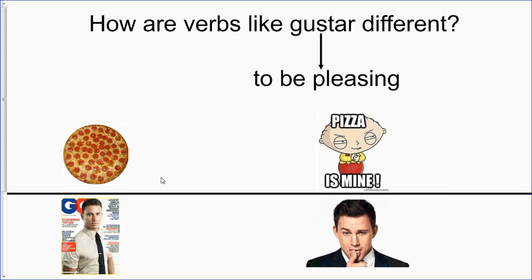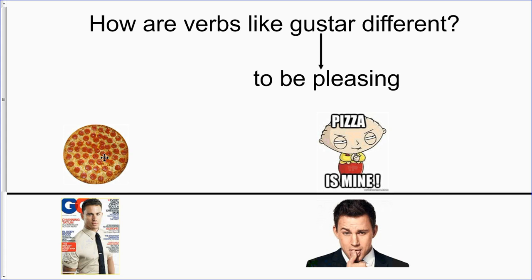Verbs like gustar are different. Now, normally what we're going to be doing is taking our subject and matching it with our verb. And this is no different. It's just that what we've been doing before has an active role. We can say, I run, I swim, I kick. The problem here is that the subjects are no longer I. They're more things that we like.